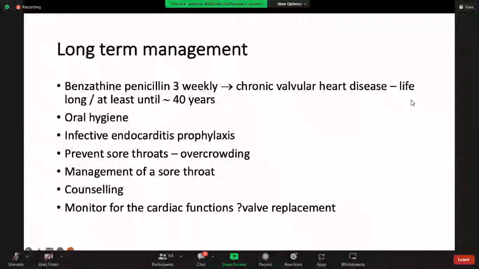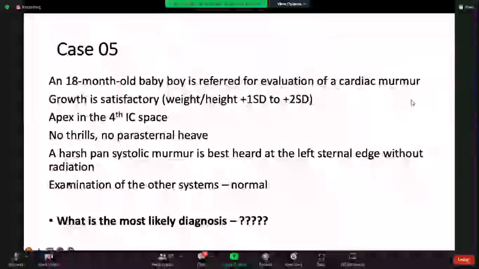So you have to know about this management. Right. Any question? Any question on rheumatic fever? Then shall we quickly move on to this case? This is a very long one.